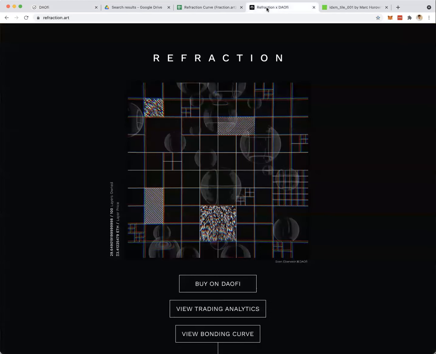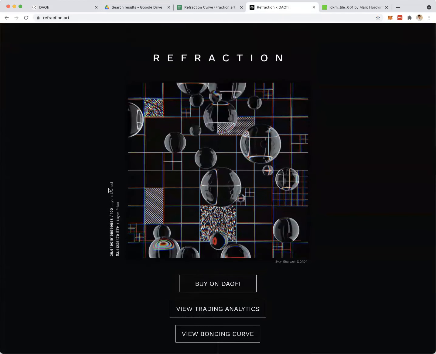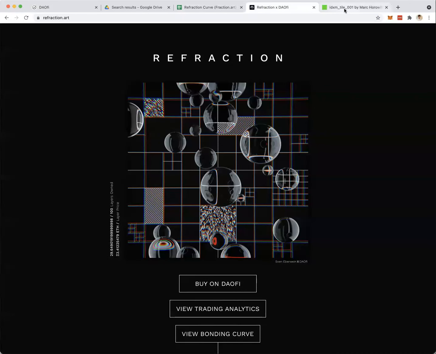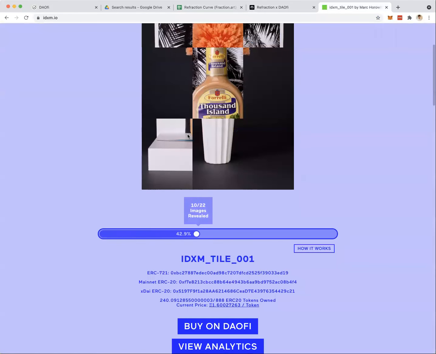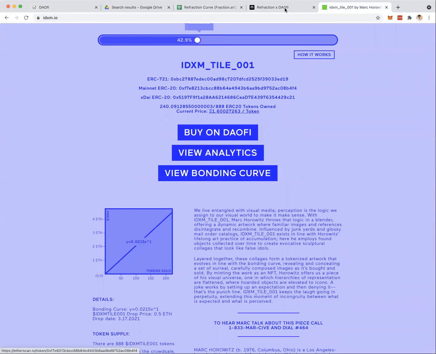So if you've seen the last video, we explained how fractionalized art works. This is Sven's piece, Sven Iberine, and we explained how the bonding curve works. It appreciates linearly according to how many tokens are bought. The other video goes into that in depth, and IDXM is the same thing. It has linear price appreciation. You can see the bonding curve and the trading analytics are both on BLEP.